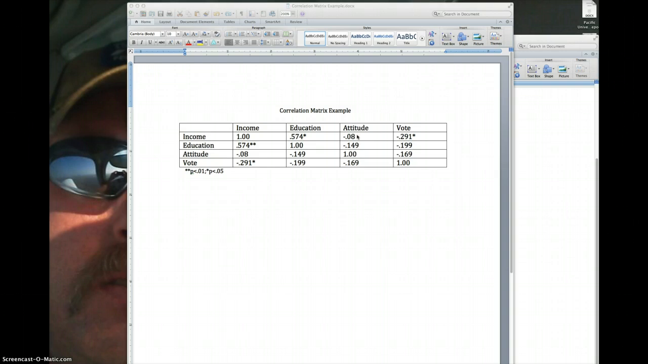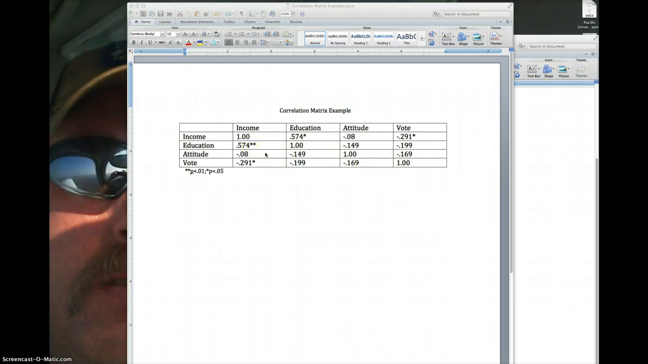Now, often what we'll see happen is the upper right hand corner of a correlation table will be blank because there's no point in putting the extra data in there. It just sometimes tends to confuse people, so they'll leave it out. So let's focus on the bottom left hand side of this.